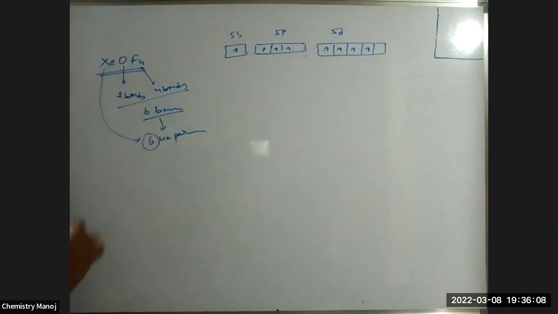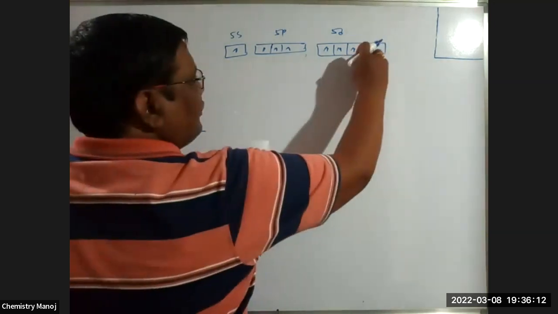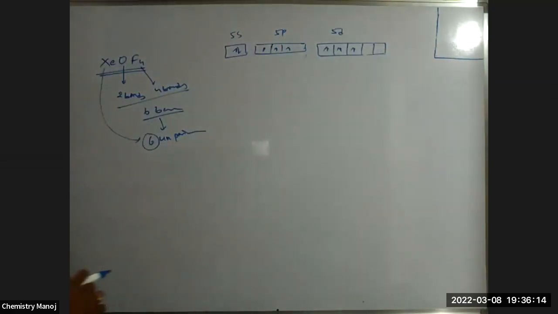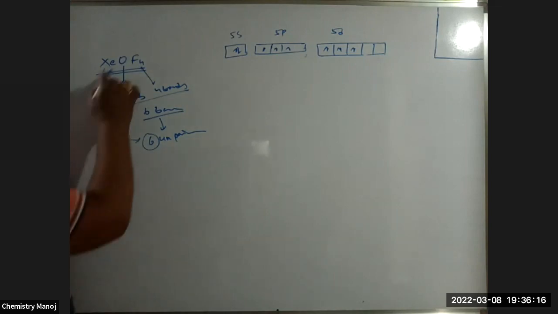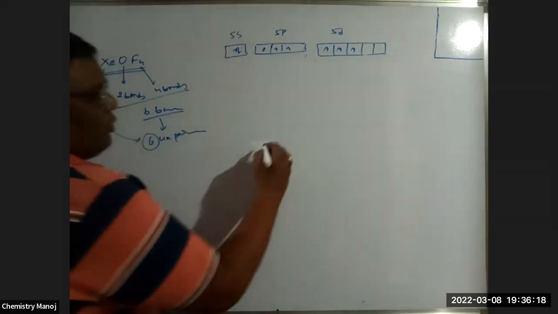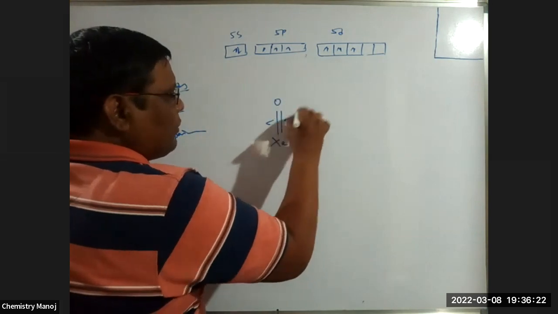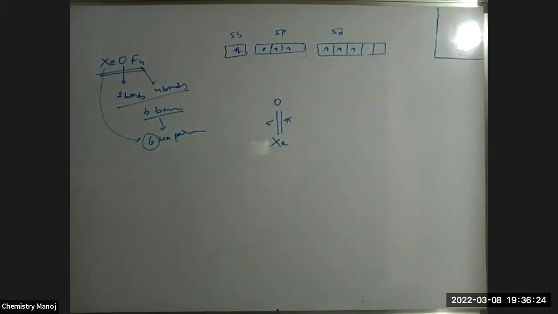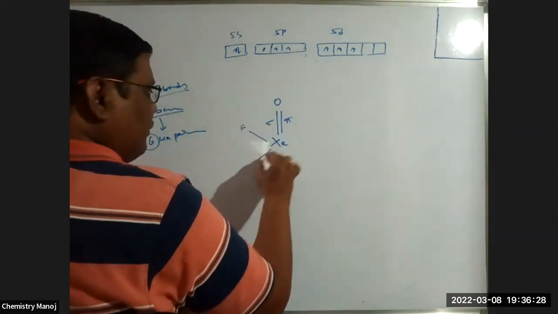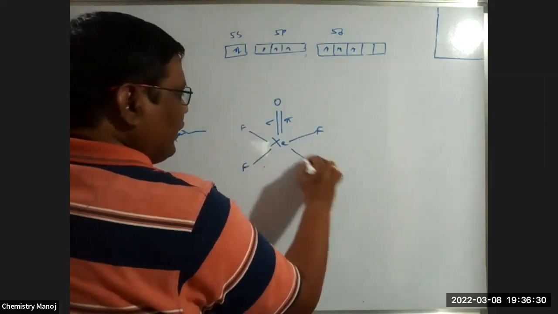When is it possible in case of xenon? Third excitation. That means it is like here, correct? Yes, sir. So now how many oxygens are there? One oxygen. Xenon with oxygen, there should be a double bond. One sigma bond, one pi bond, correct? Yes, sir. So 4 fluorines.